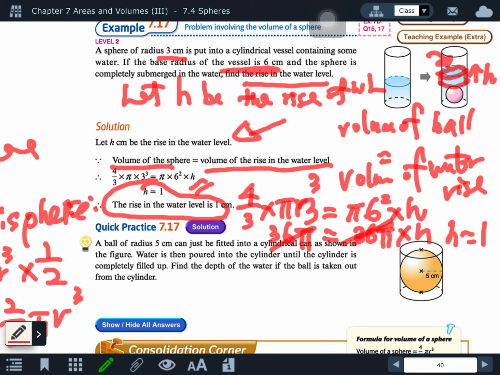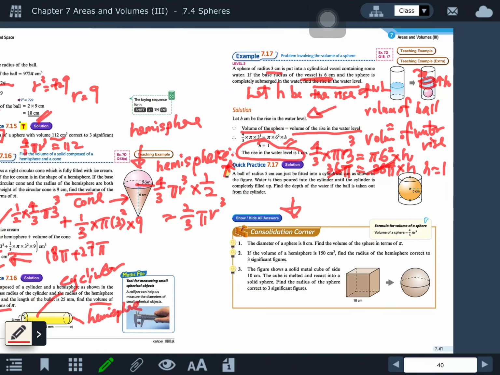Okay, is it okay? Then you can try the quick practice by yourself, and also the consolidation corner, and the assignment that we have given on the e-class. You should finish it, and then wait for the last video, and then we will end this chapter. So prepare for the next chapter, chapter 8. Okay, that's all for today.